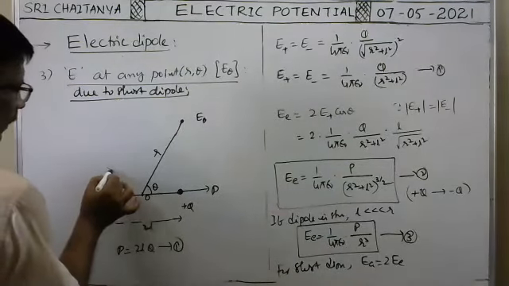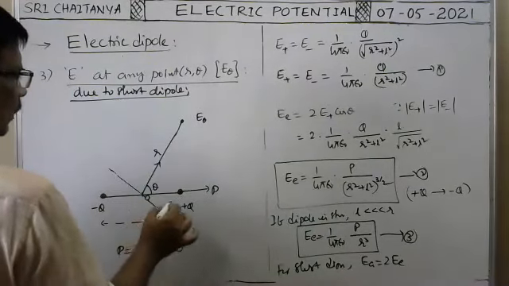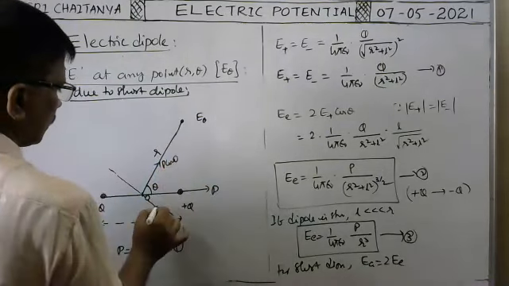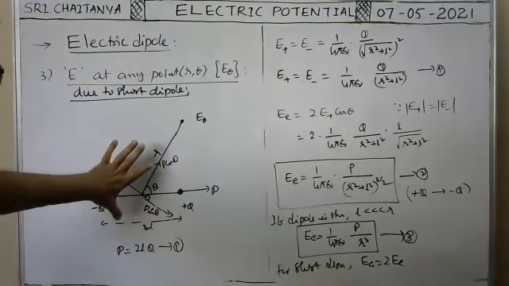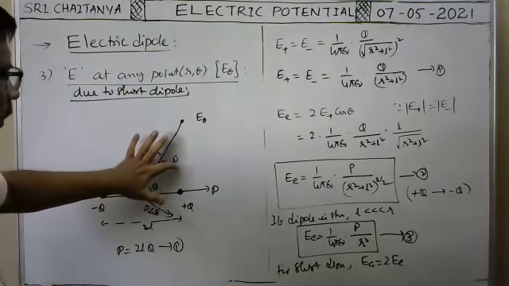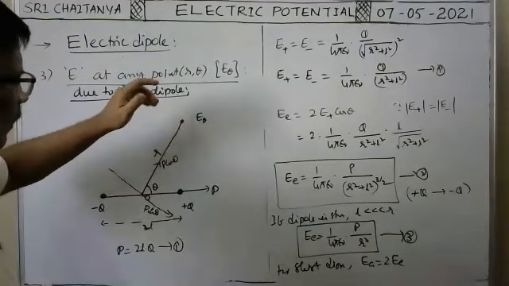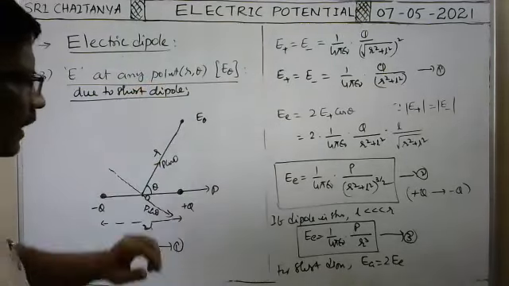Resolve p into two components. One component is in this direction, and one component is in this direction. If it is p in this direction, this is p cos theta and this is p sin theta. Now imagine there is another dipole having dipole moment p cos theta. As the p cos theta is in this direction, this point lies on the axis of this dipole having dipole moment p cos theta. What is the intensity of electric field at that point?